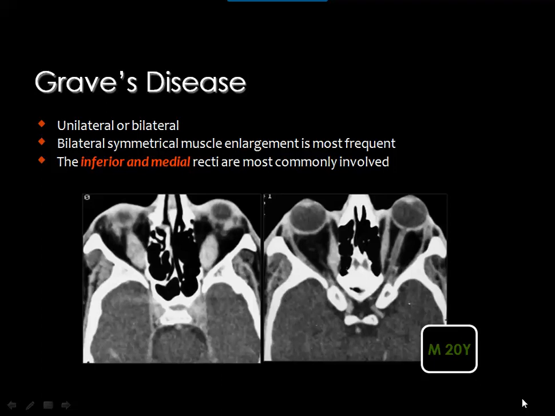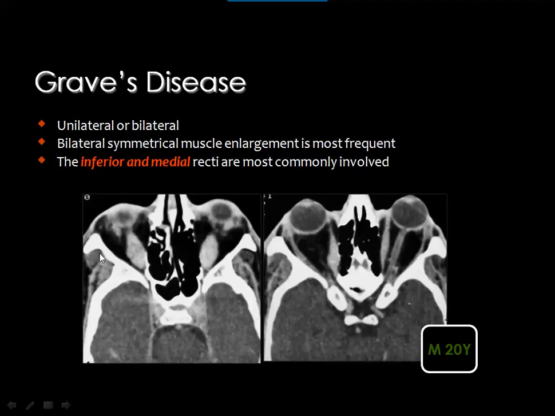The two most common muscles affected by Graves' disease are the inferior rectus muscle and the medial rectus muscle. And you should know that this is not the optic nerve because you don't see the lens inside the globe. Whenever you see the lens inside the globe, then you are cutting in the region of the optic nerve. But if you see the globe like this, either you are cutting inferiorly or superiorly, then you are dealing with the inferior rectus or the superior rectus.